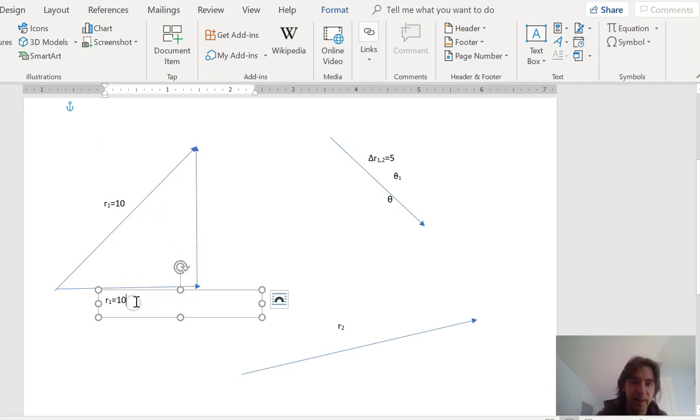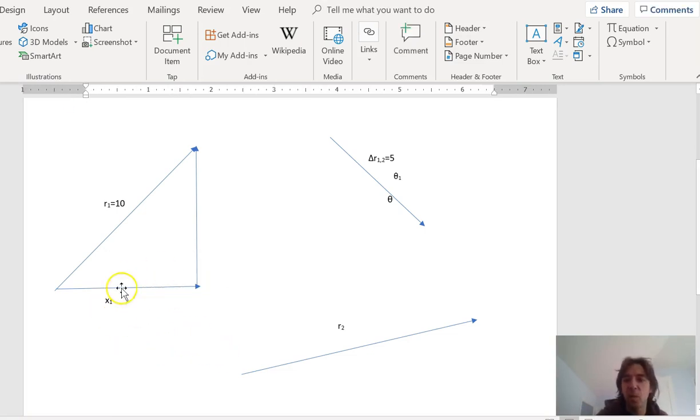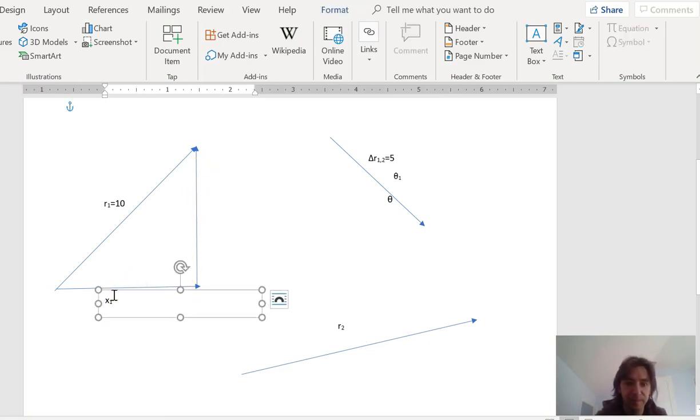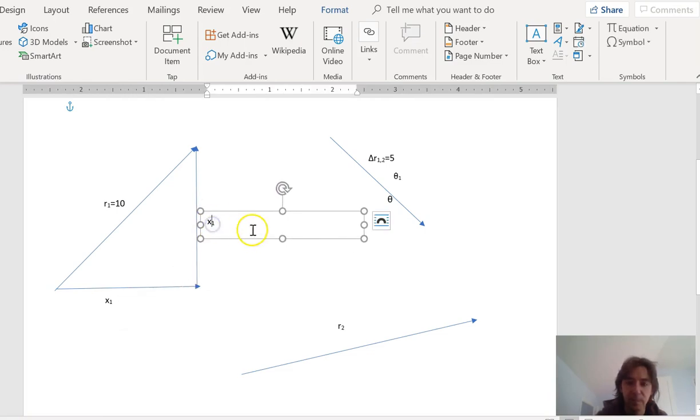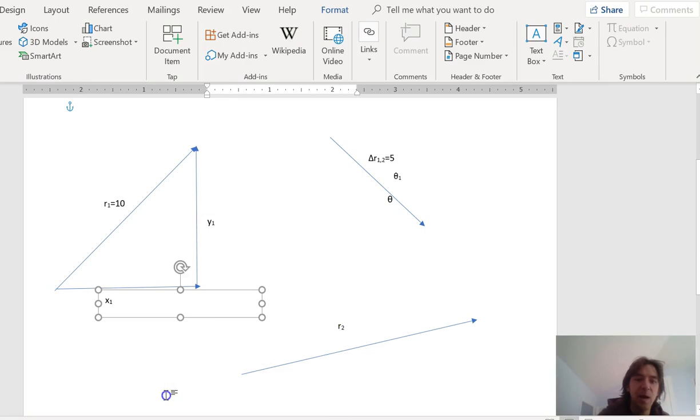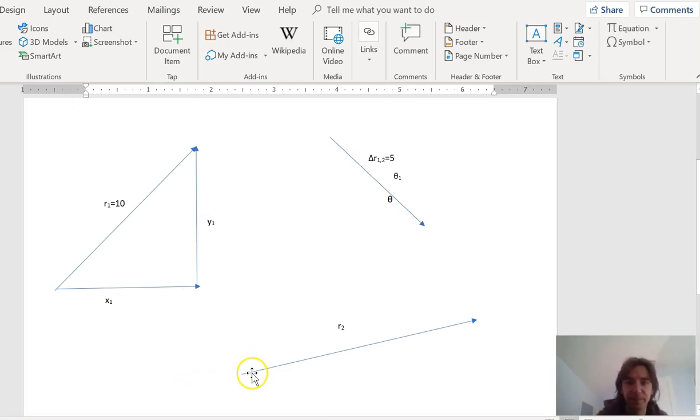Then this little guy down here is X1. So this is X1. Okay, X1, that's the horizontal component, as we call it, of R1. And then what is this? This is Y1, the vertical component.